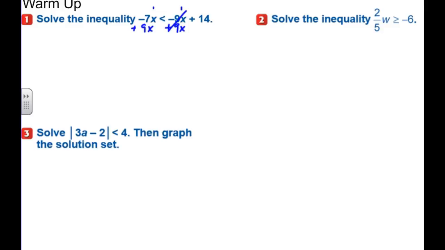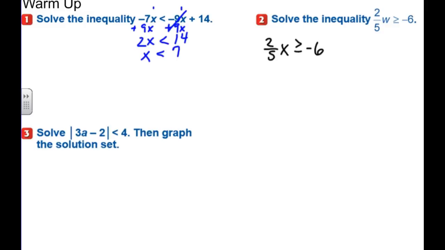On the left-hand side, we have negative 7x plus 9x, and that gives us 2x, and that is less than 14. Then our next step is to divide by 2. And when we divide by 2, we have x is less than 7. And that is solving that inequality. Now you should try number 2.